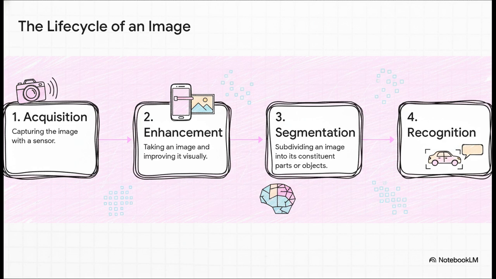First up is acquisition. That's just your camera's sensor capturing the light and creating the image. Then comes enhancement, where algorithms might sharpen the image or adjust the brightness and contrast to make it clearer. Next is segmentation, which is a cool one. That's where the software tries to divide the image into its different parts, like figuring out where the person ends and the background begins. And finally, you get object recognition, which assigns a label saying, okay, this blob of pixels is a person, and that collection of pixels is a tree.